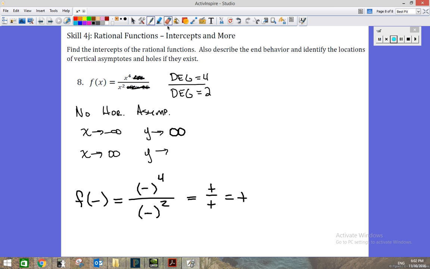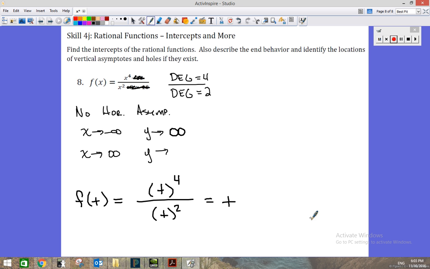So let's figure out as x is becoming positive what's going on. As x is very, very far away from the origin in a positive sense, to the right, we've got a positive number raised to the 4th power, a positive number that's being squared. So a positive divided by a positive, hey, that ratio is positive. So there's our end behavior.